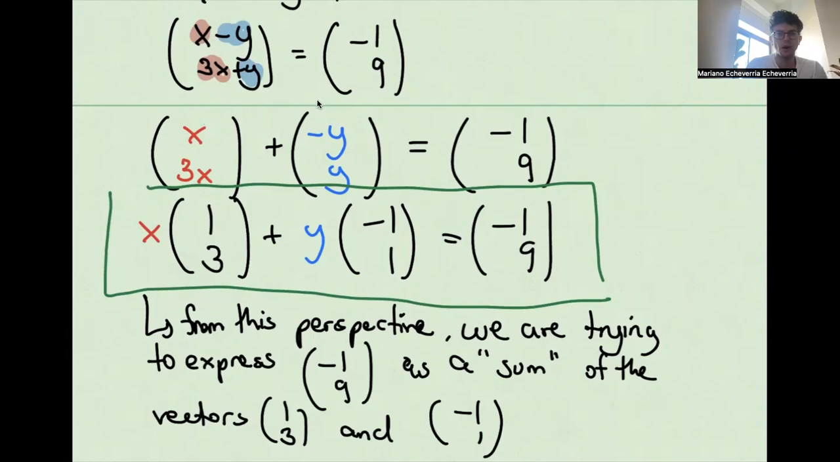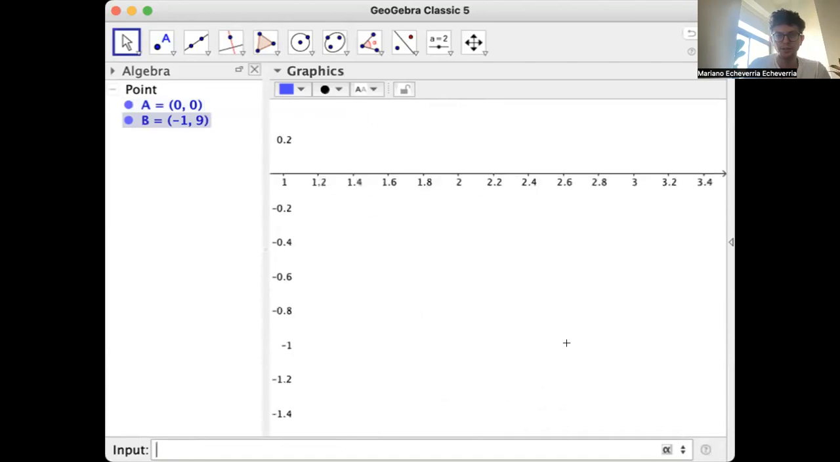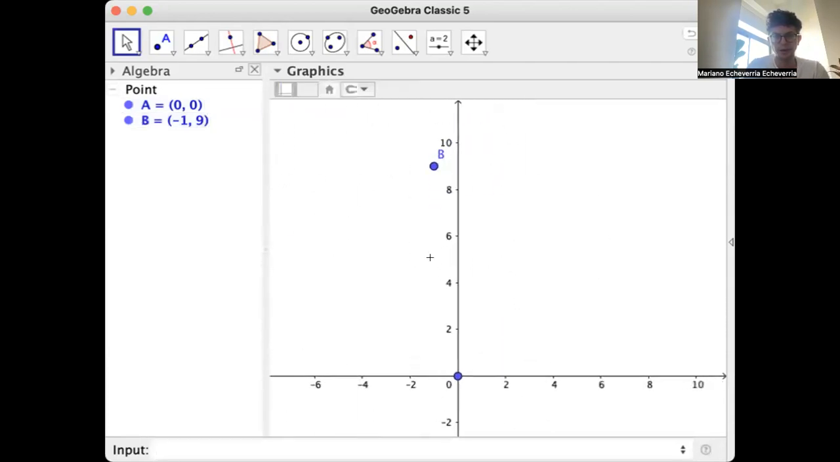It's better to see this more visually, so let me give you a better picture of what's happening. Let me go to GeoGebra for a second. Okay, so what do we see here? We have the first vector, which was -1, 9. I don't know if you see me typing it. That's where -1, 9 is.